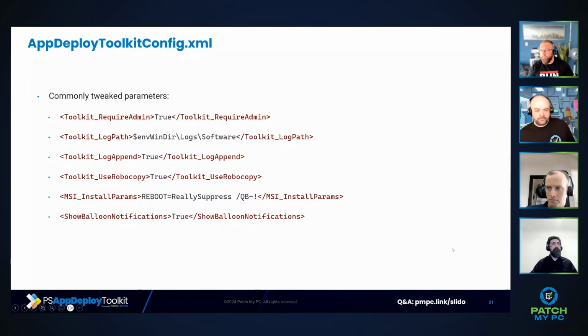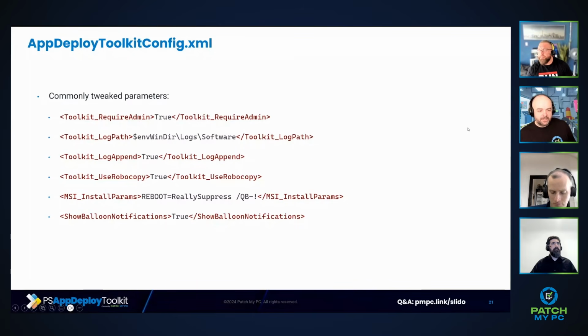Use robocopy, that's a new tag also. It's set to true by default. In the unlikely eventuality that you find an issue with that, you can set it to false and it will go back to the old native PowerShell copy method, and you can obviously file an issue on GitHub and let us know about what's going on there.